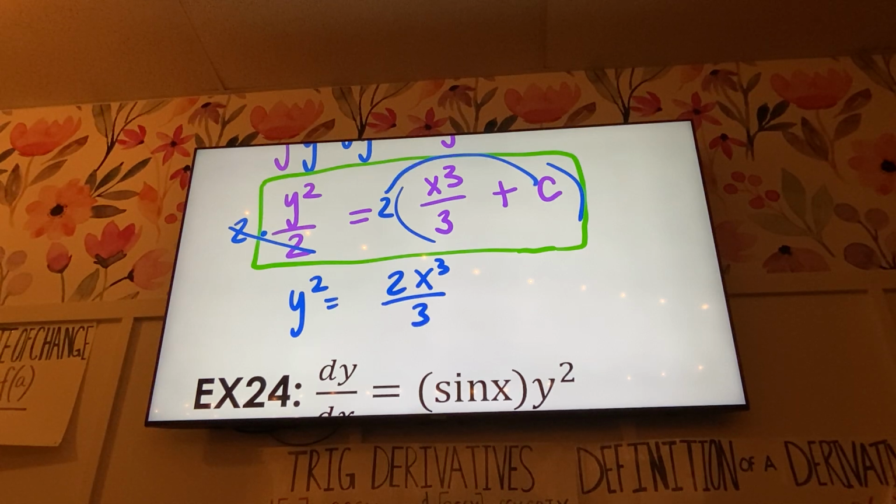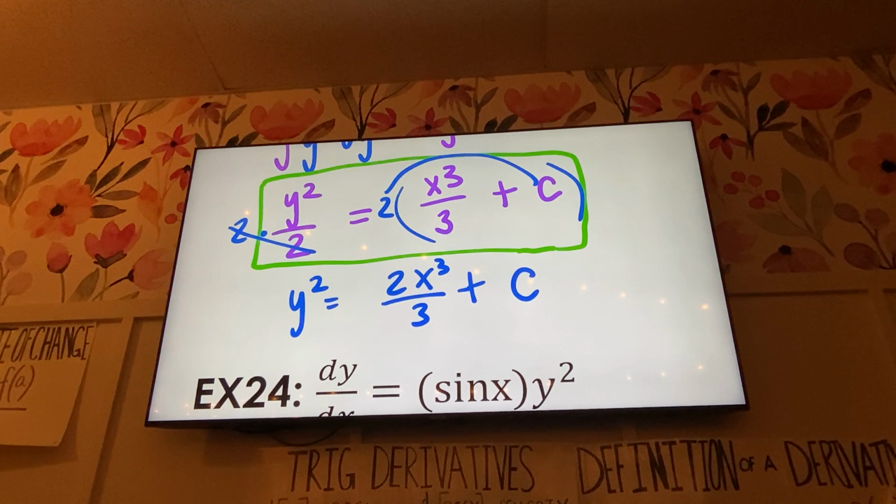What is 2 times c? It's still a constant. I can just write it as c. You don't have to follow along with 2c and negative c. If 2 times a constant is going to be another constant, you can just leave it as c, which makes things nice because you don't have to worry as much about the c. So you can just put plus c.